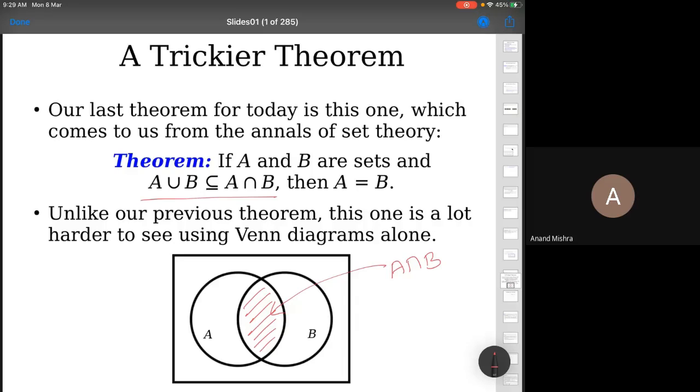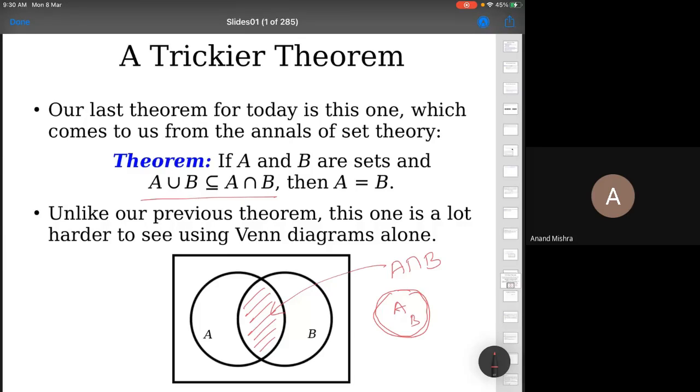How do you move? So you'll move B such that it overlaps everything, right? So if it overlaps, I will make something like this. This is my A, and my B is also this. If they fully overlap each other, that means my A union B is a subset. Actually, it is equal to A intersection B. In that case, A will be B, right? That's what we are trying to see.